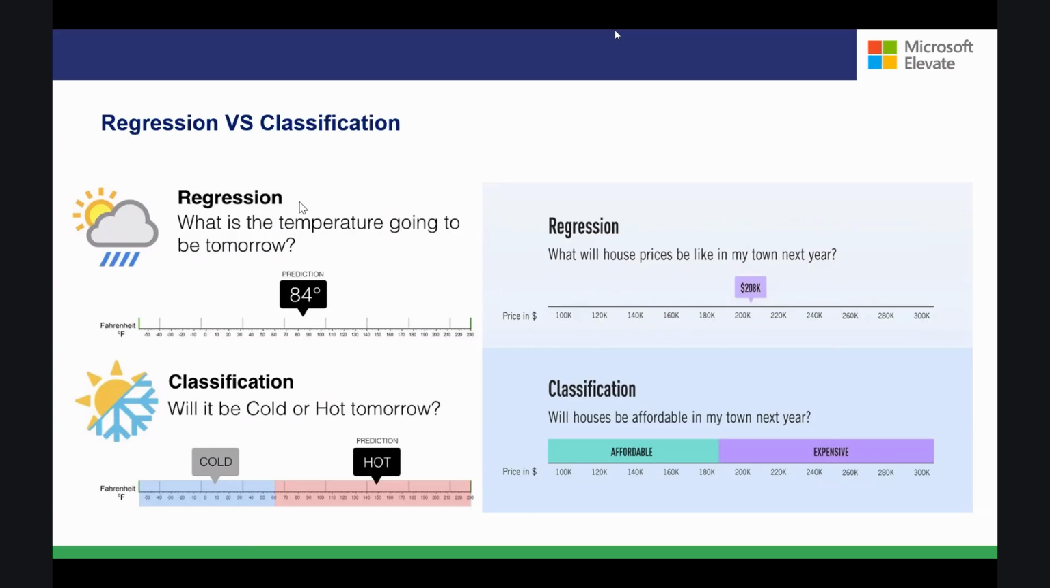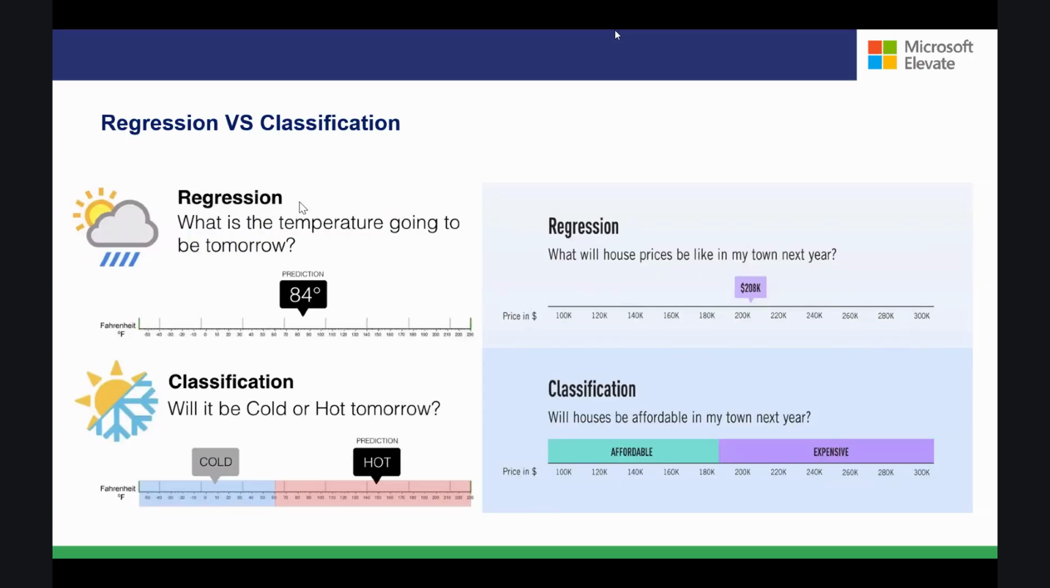Second example is there are house prices in town. So house prices in town. Let's suppose it is 200k dollars, 208,000 dollars of house price. Now, this was a regression problem. I am predicting what will be the price of houses in my town next year.